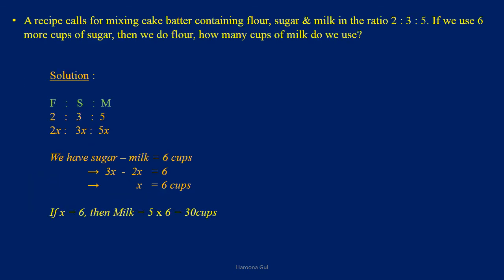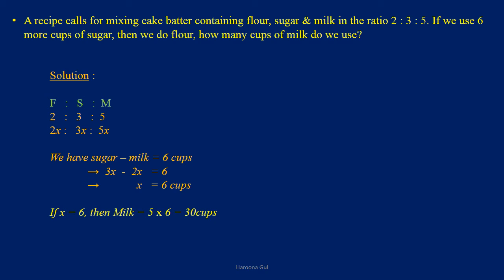Let us understand the last question of our lesson, which says that a recipe calls for mixing cake batter containing flour, sugar and milk in the ratio 2 to 3 to 5. If we use 6 more cups of sugar than we do flour, how many cups of milk do we use? Now this is not an easy question because it requires logic. Every question requires logic, but this requires more logic than the other questions that we've discussed in our last slides.